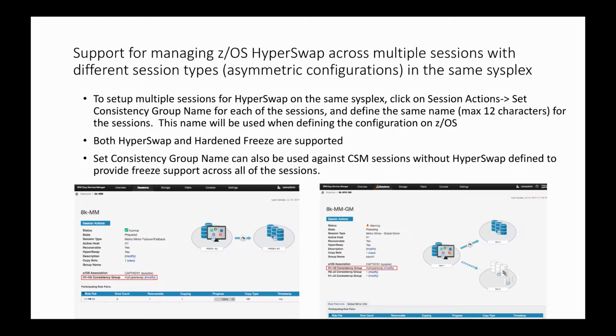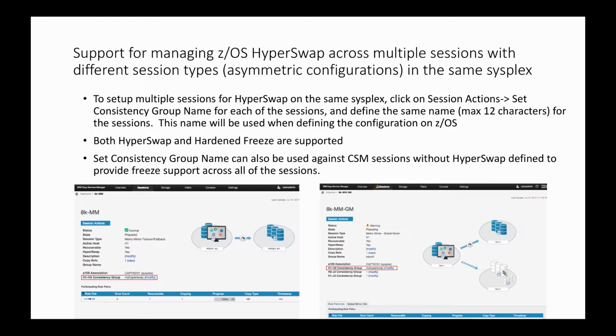Now, we didn't stop there, so we figured there are cases where you don't have HyperSwap and you don't have hardened freeze. You might just be in a normal environment running CSM on a distributed server, don't really care about either of those. Well, you can still set this consistency group name, and what we will do is, on a suspend of any of the sessions, we will freeze across both those sessions.